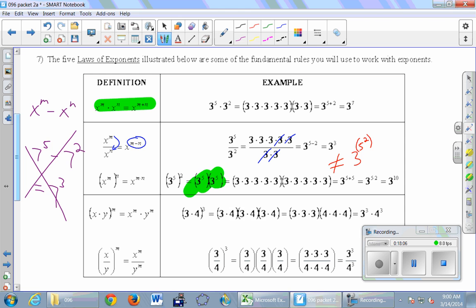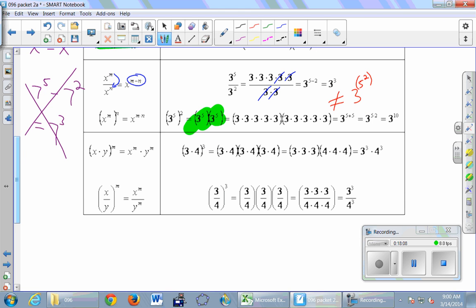Okay, next rule here, number 4, says, well, what if you have a single power on the outside of a multiplication? So 2 guys multiplied together, all raised to a single power. Let's take a look at this guy. 3 times 4, all raised to the 3rd power. So what does it really mean? Well, it means you have 3 copies of 3 times 4, yes? And then I'm just going to regroup things.